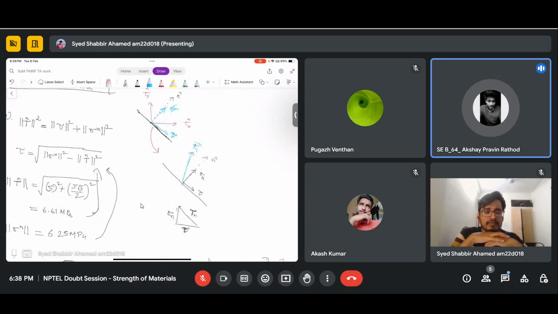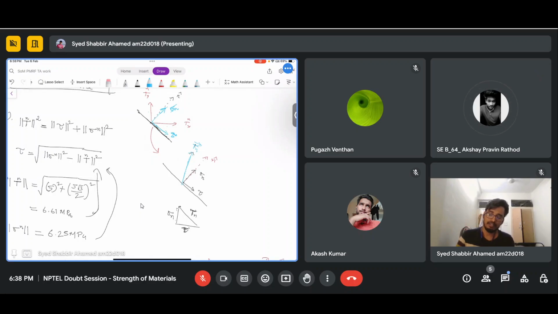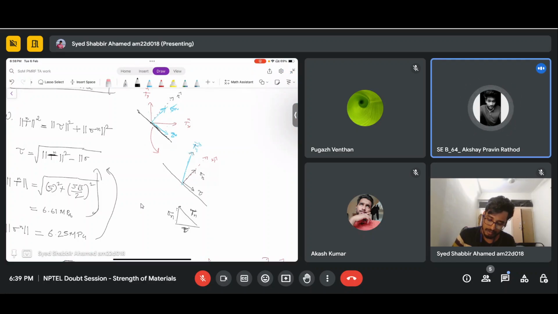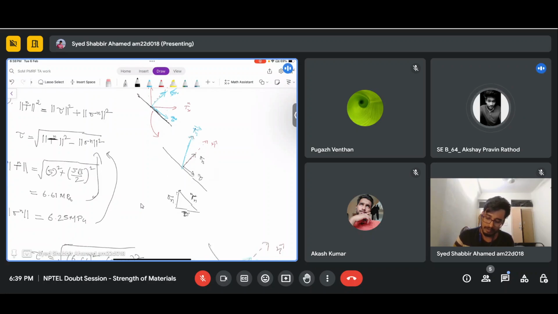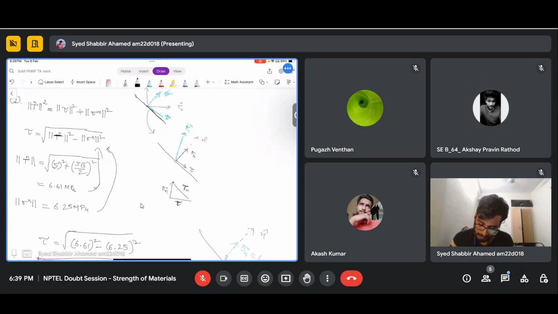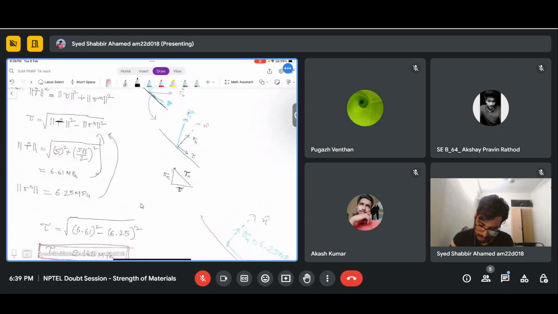Sir, there might be some mistake in the shear stress equation. Shear stress is equal to the under root of, I think, minus the normal stress. Oh yes, I've written the reverse of it. So this is the total stress vector, the resultant stress vector, minus the normal stress. Okay, so it's fine. Here I have written it correctly.